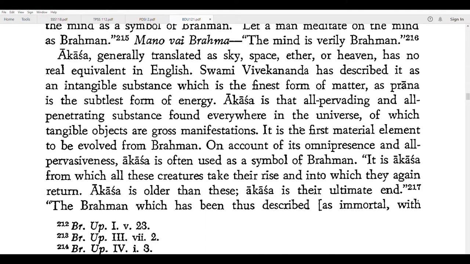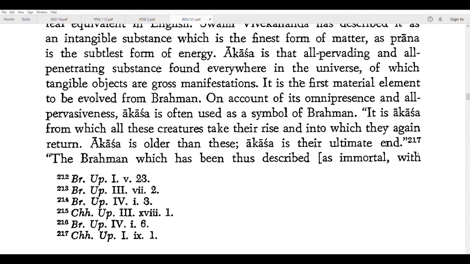It is Akasa from which all these creatures take their rise and into which they again return. Akasa is older than these. Akasa is their ultimate end.